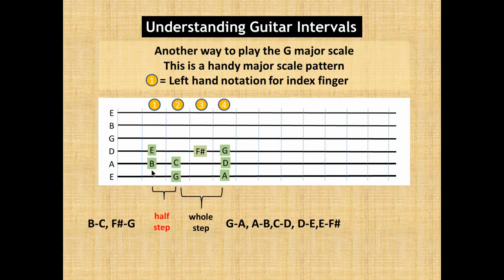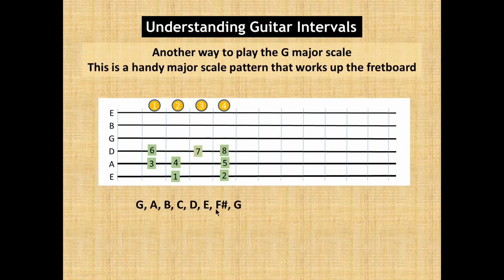And you can also see that there are the half steps between B and C, and between F sharp and G, and then the whole steps between G and A, between A and B, between C and D, between D and E, between E and F. So that gives us our whole step, half step, whole step, whole step, whole step, half step.